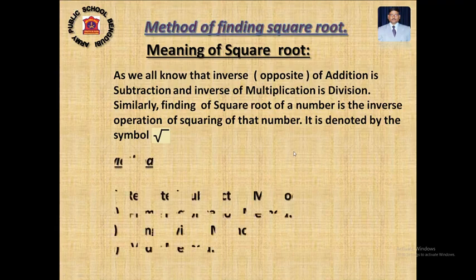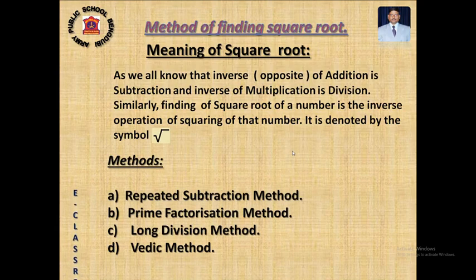Now, what are the different methods to find the square root of a number? There are mainly 4 methods: the repeated subtraction method, the prime factorization method, the long division method and the Vedic method. This fourth one, the Vedic method, is not included in our textbook, but I teach it to the students every year because it is very important for your life, and when you are appearing for a maths olympiad or any type of competitive exam, this method will help you a lot to find the square root of a given number within a very short period of time.